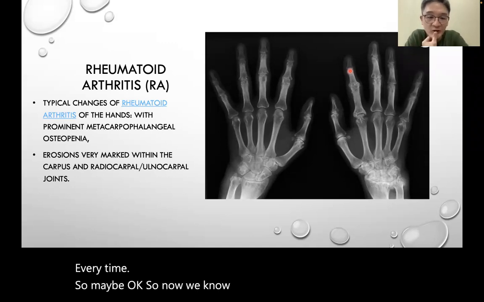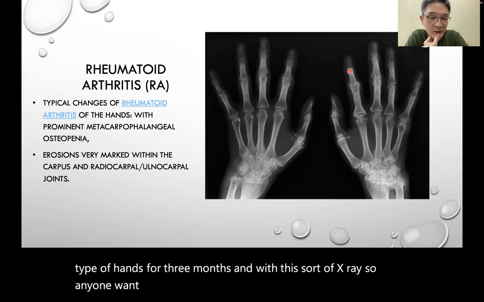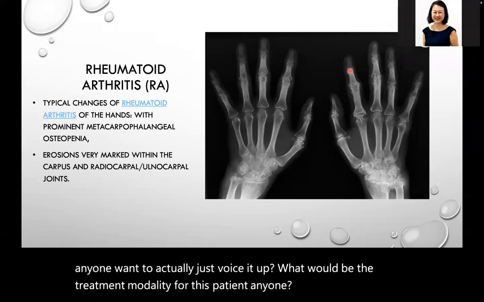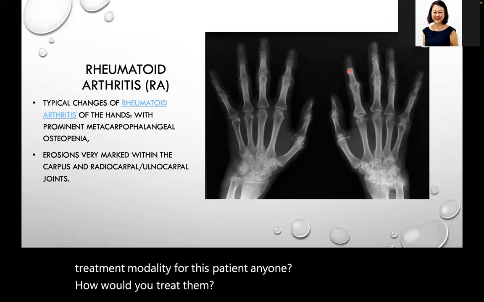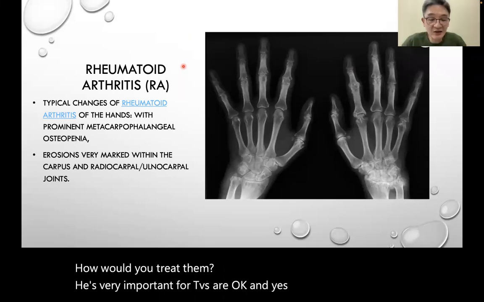So this patient has come with this type of hands for 3 months and with this type of X-ray. So anyone want to just voice it out? What will be the treatment modality for this patient? Anyone? Okay, good. Anyone? How will you treat the patient? Anyone? This is very important for GPs, yeah. Okay, NSAIDs. Yes. And steroids.